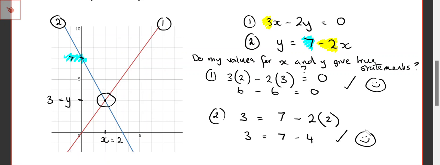Now, if I move away from that point, let's say I pick this value up here, which I believe is 6 and 9, that ordered pair. What do I know about that point?